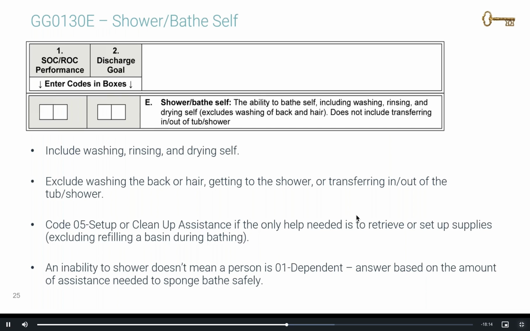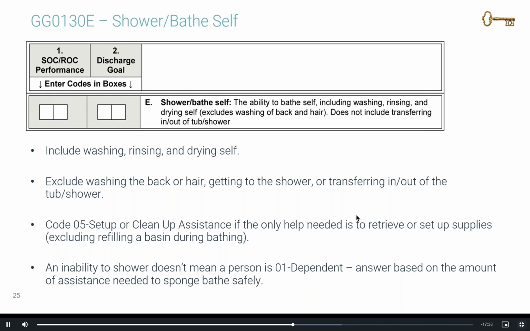So let's look at how that compares to GG0130E. So here, when I'm assessing showering and bathing, really, when you go to answer a test question, or even if you're answering this out there in the real world, I suggest reading this one, because it really does, if you follow exactly what it says, it keeps you from considering things that don't belong here. So it's just that ability to bathe themselves, which includes washing and rinsing and drying off, but not washing the back and not washing the hair. It's not including transferring in and out of the tub or shower. So we're going to wash, rinse, and dry off. That's it for this particular one.